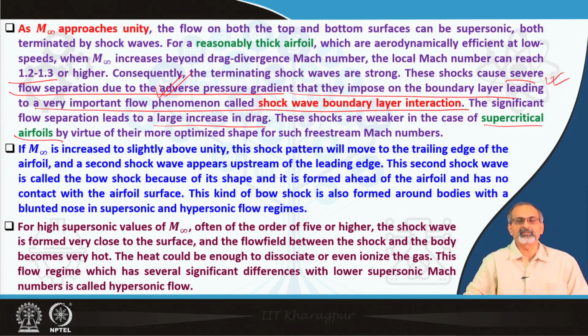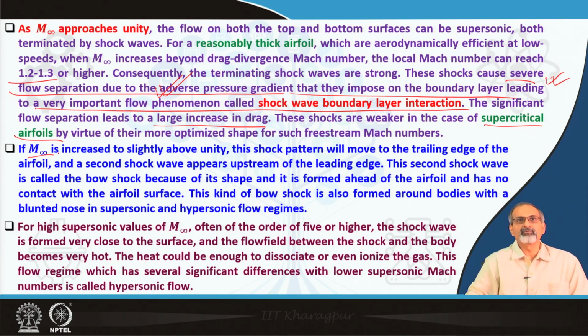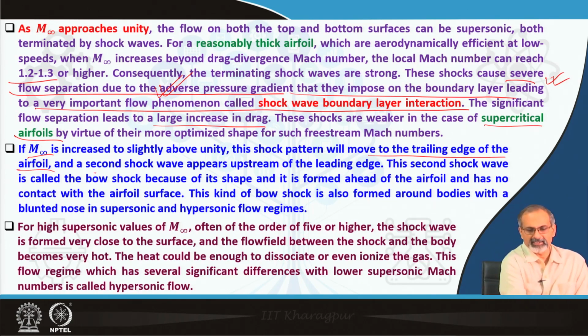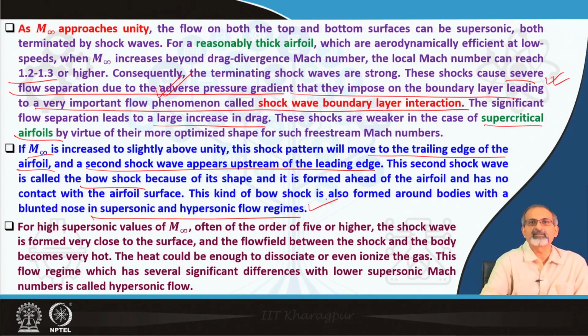free stream Mach numbers. If M infinity is increased to slightly above unity, this shock pattern will move to the trailing edge of the airfoil, and a second shock wave appears upstream of the leading edge. Therefore, there is a detached bow shock formed ahead of the leading edge and there is a trailing edge shock. This kind of bow shock is also formed around bodies with blunted nose in supersonic and hypersonic flow regimes, which we have been discussing for quite some time.